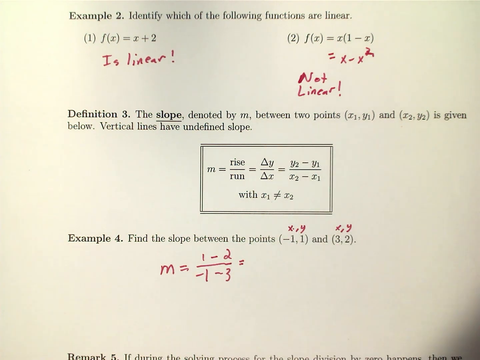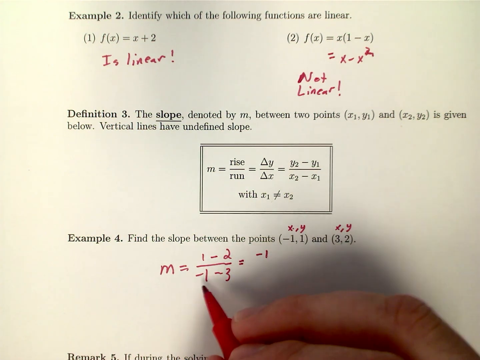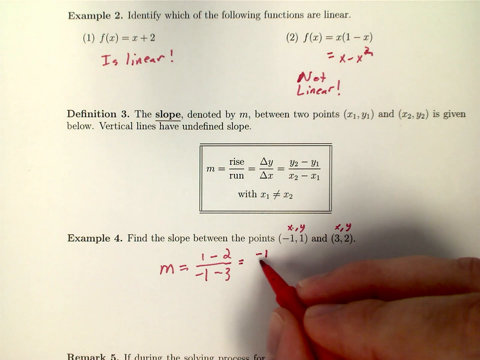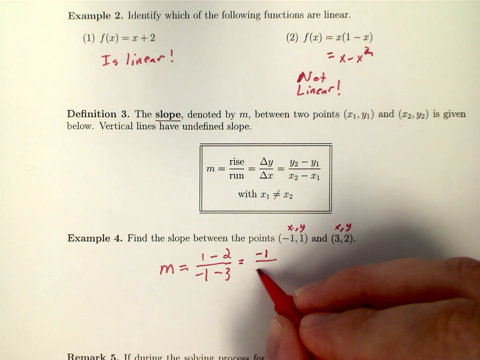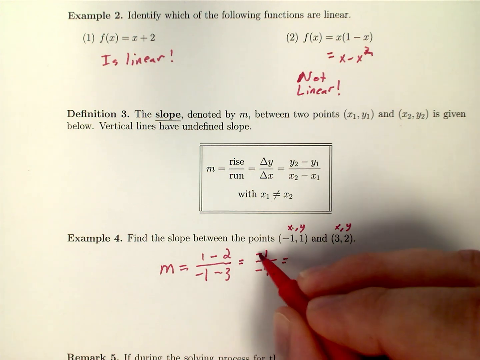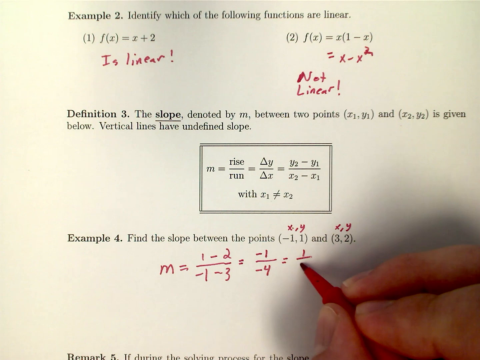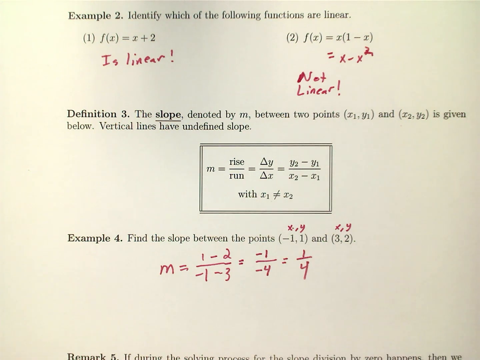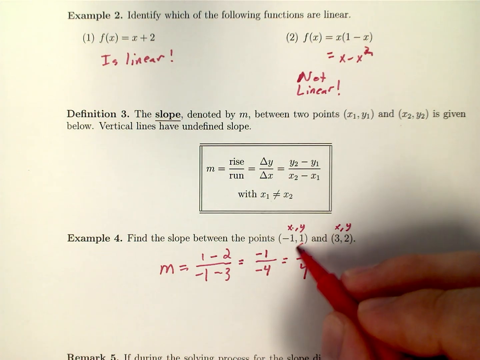And then we have this. 1 minus 2 is negative 1. Negative 1 minus 3 is negative 4. And then a negative over a negative, we can simplify that to be positive. So the slope is 1/4.